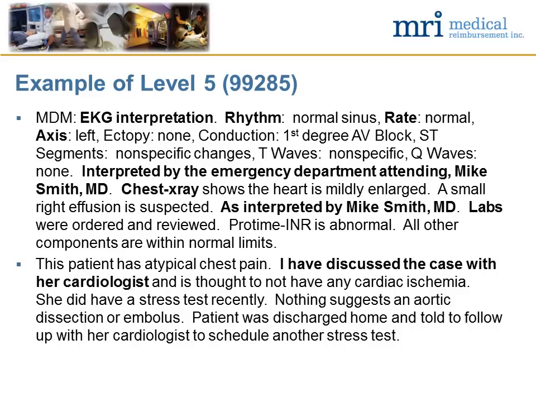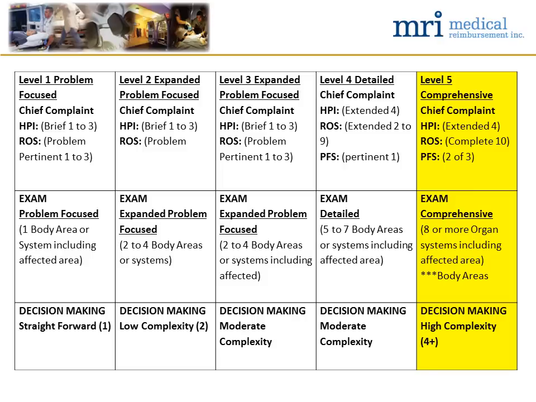The medical decision making must be high complexity. With this patient, you can see we did an EKG interpretation. We also did a chest x-ray, which was also interpreted by the attending. We ordered labs. We also discussed the case with cardiologist, and we told the patient they need to follow up for a stress test. With all of those, we've met all the requirements to bill level 5.